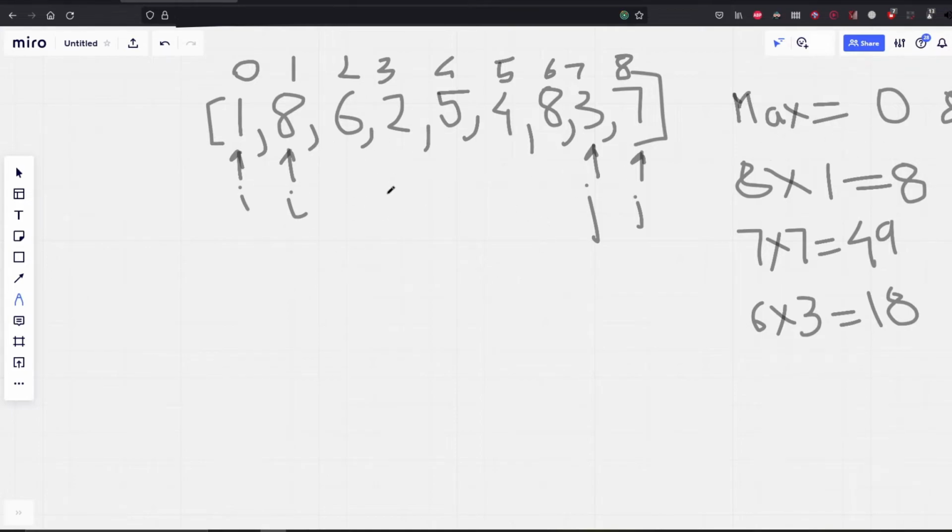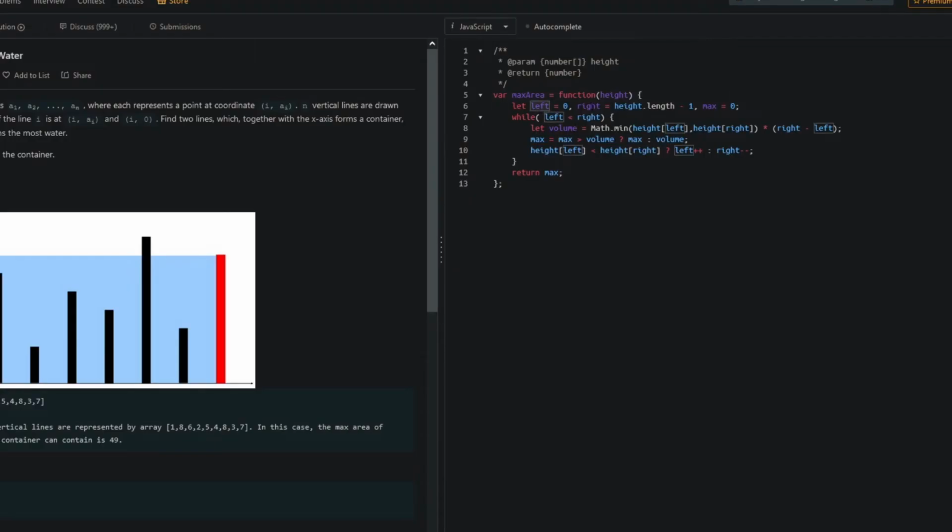And we will basically continue this process till i is less than j, because if i is equal to or greater than j, then the container basically doesn't exist. So here we start from left. So we have two pointers, left and right. So left is equal to 0, right is equal to height.length minus 1. So we start from the two extremes of the array, and we initialize max to 0.